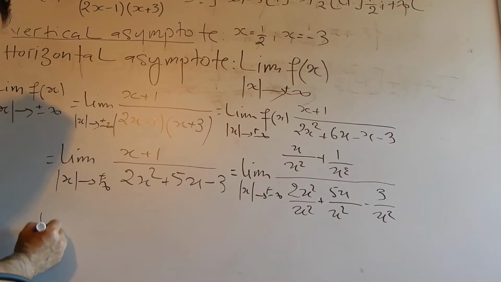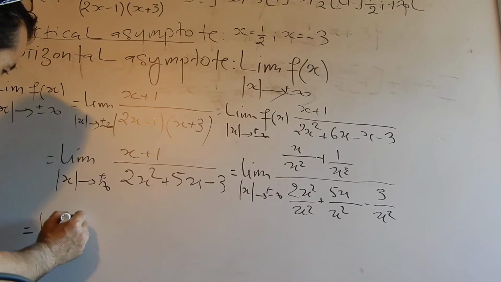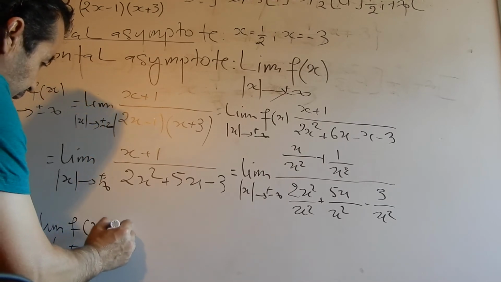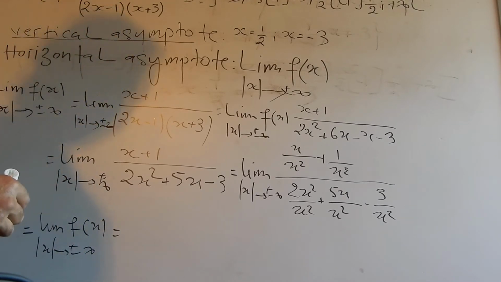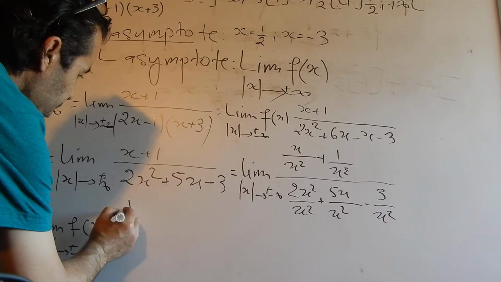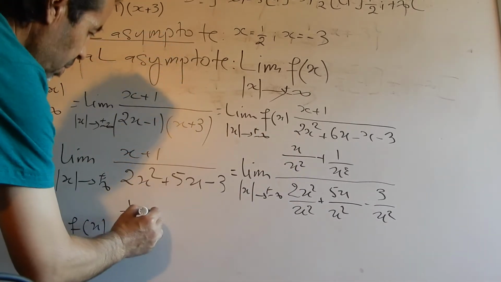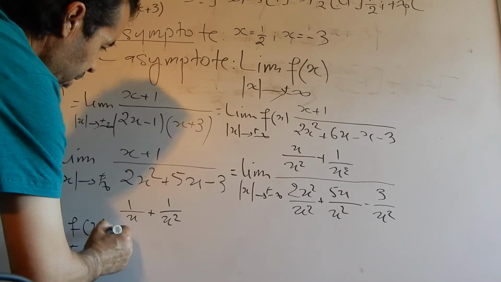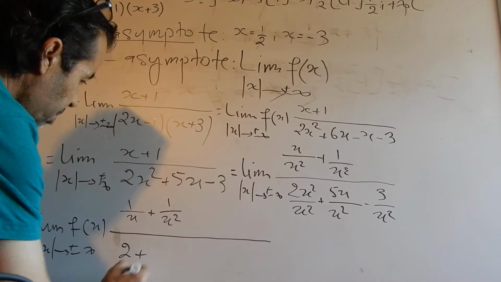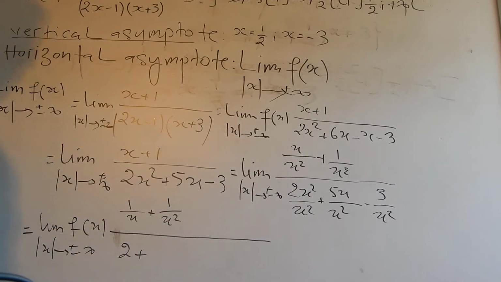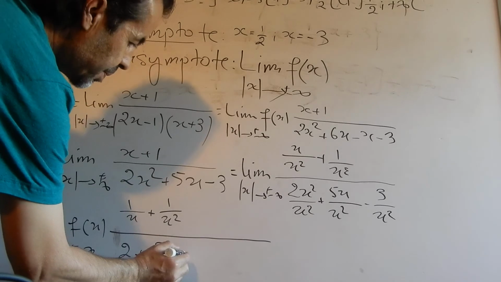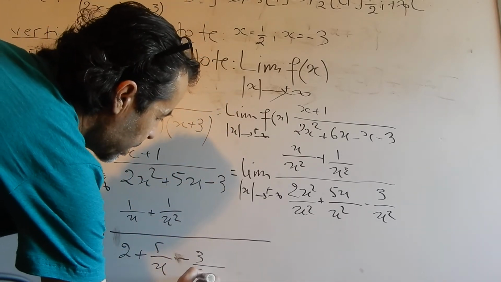That equals the limit of f of x as the absolute value of x approaches infinity, equals x over x squared, that means 1 over x, plus 1 over x squared, whole over x squared over x squared, equals 2, plus 5x over x squared, 5 over x, minus 3 over x squared.